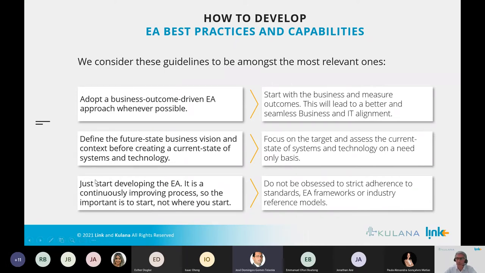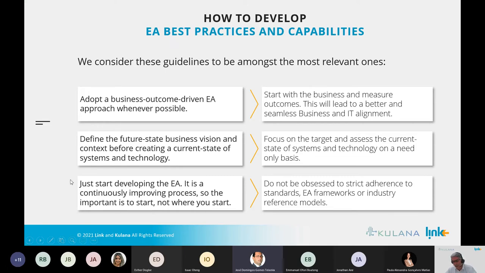a business-driven outcome enterprise architecture approach, which means that everything that we are doing in IT should be related to the business. In particular, when you are initiating an enterprise architecture project or initiative, there should always be a very clear benefit to the business, so you can get funded and the business will support you. So don't start doing enterprise architecture without a clear business outcome, even if it's just a little bit of the scope of the enterprise architecture.